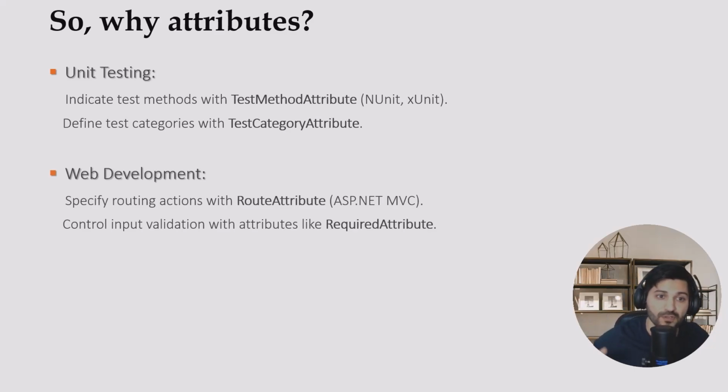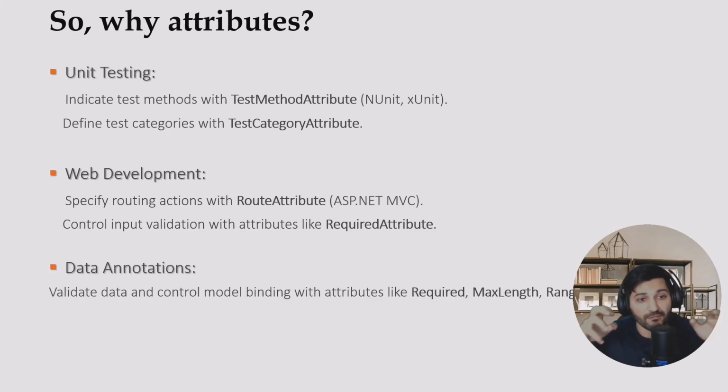From the web development perspective, for example, specify routing actions with route attributes, control input validation using the required attribute, and for validating data and controlling model binding, we can use required, max length, range, or any other custom attributes we develop. So actually, we are using attributes in any type of .NET applications. It doesn't matter if you're building a mobile application, web application, or desktop application, we are using attributes approximately everywhere in our development process.